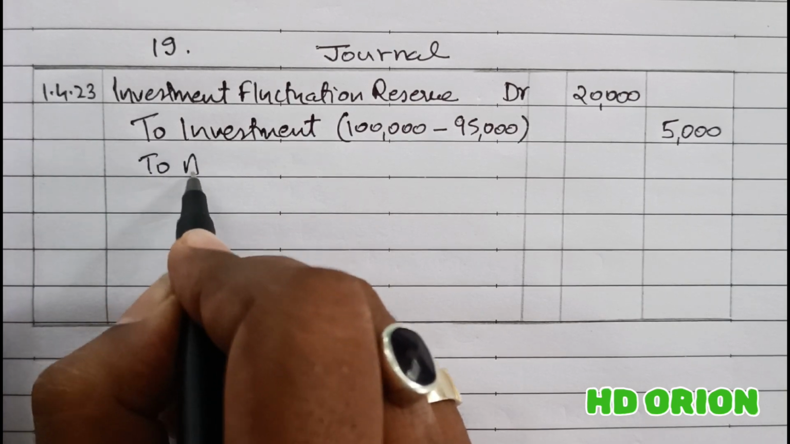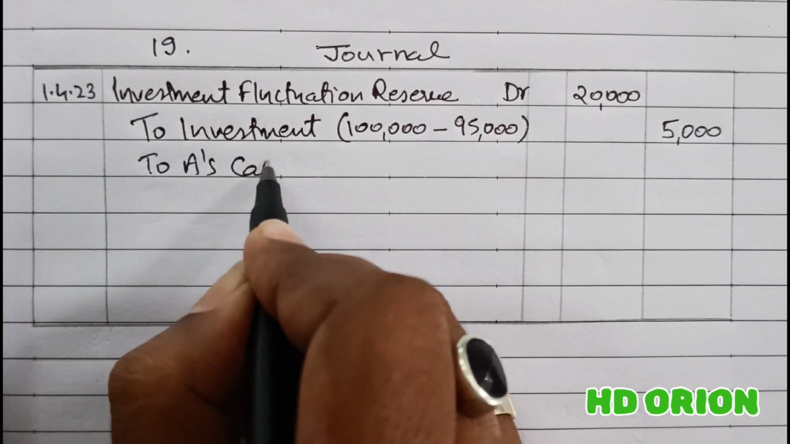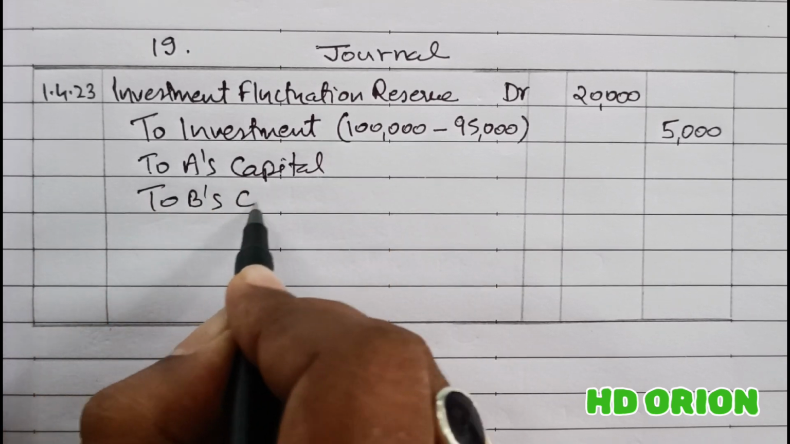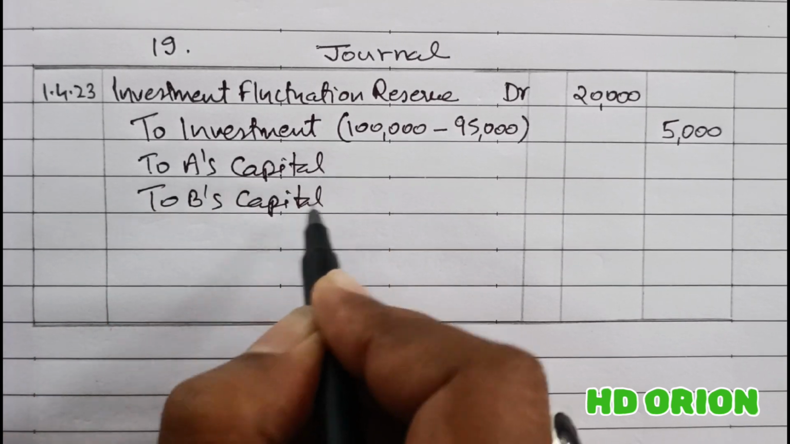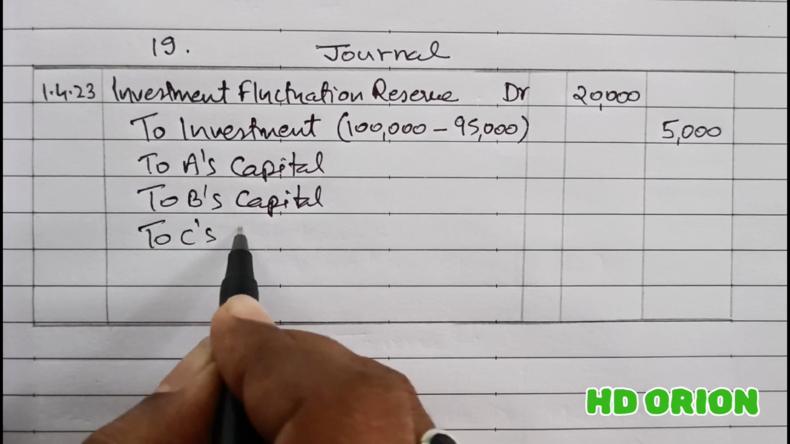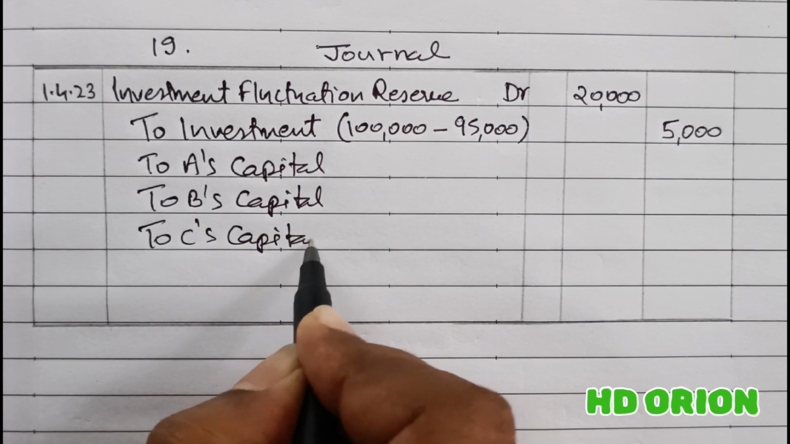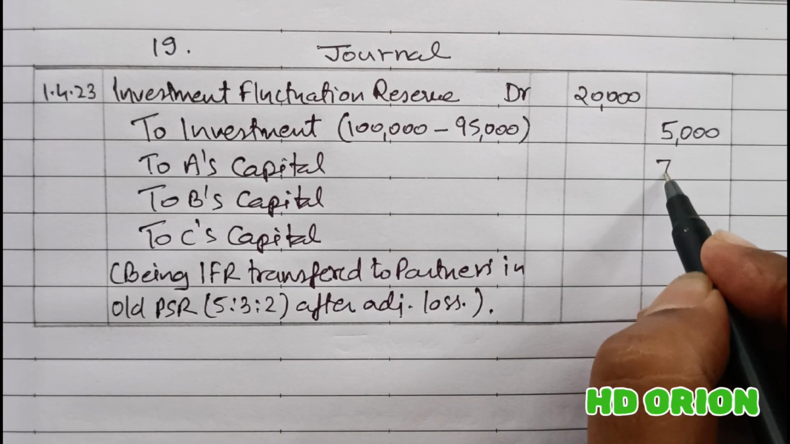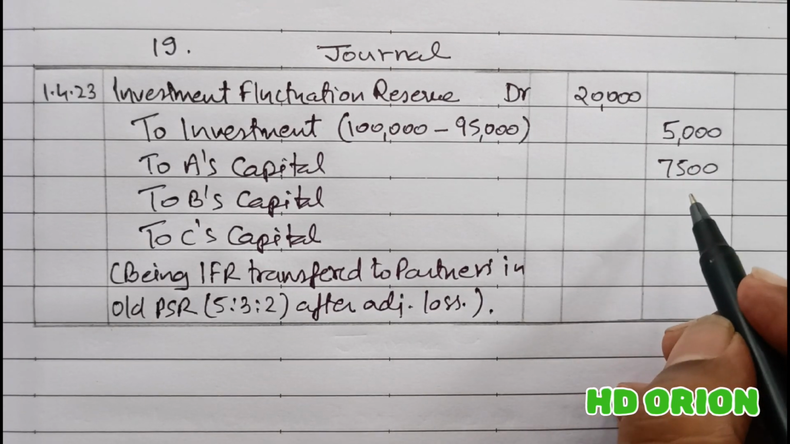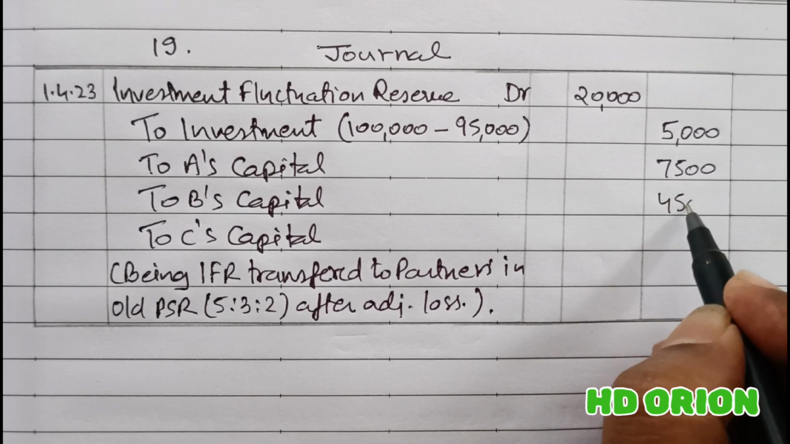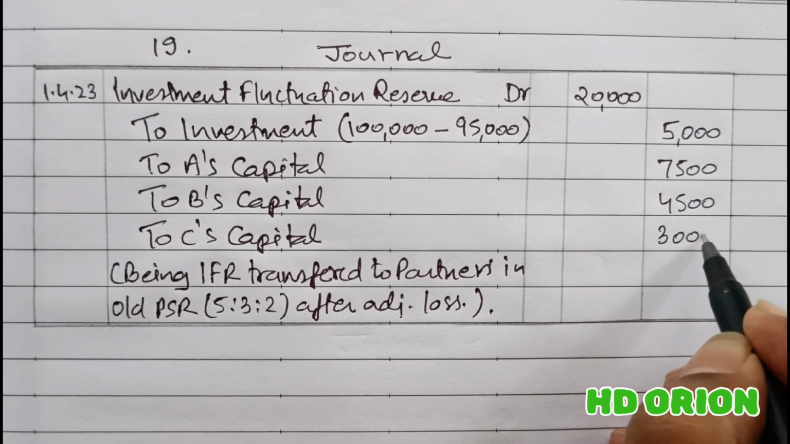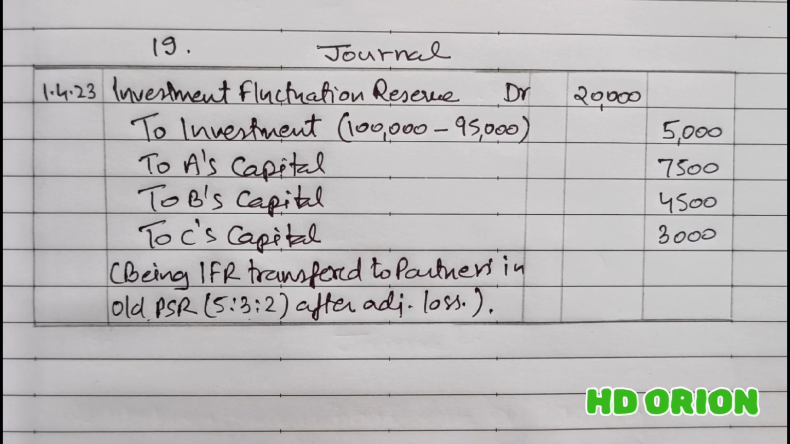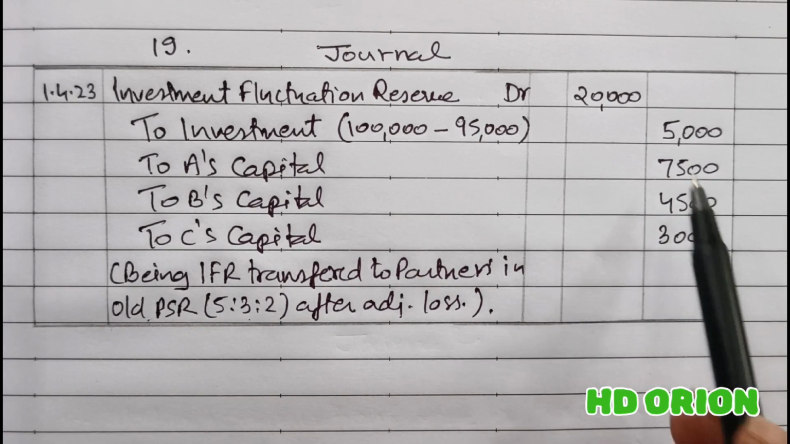old profit sharing ratio. So to A's capital account, to B's capital account, and to C's capital account. So it is 7,500, and then 4,500 and 3,000. So in this old profit sharing ratio, it is paid to the partners. The remaining amount, not the full amount.